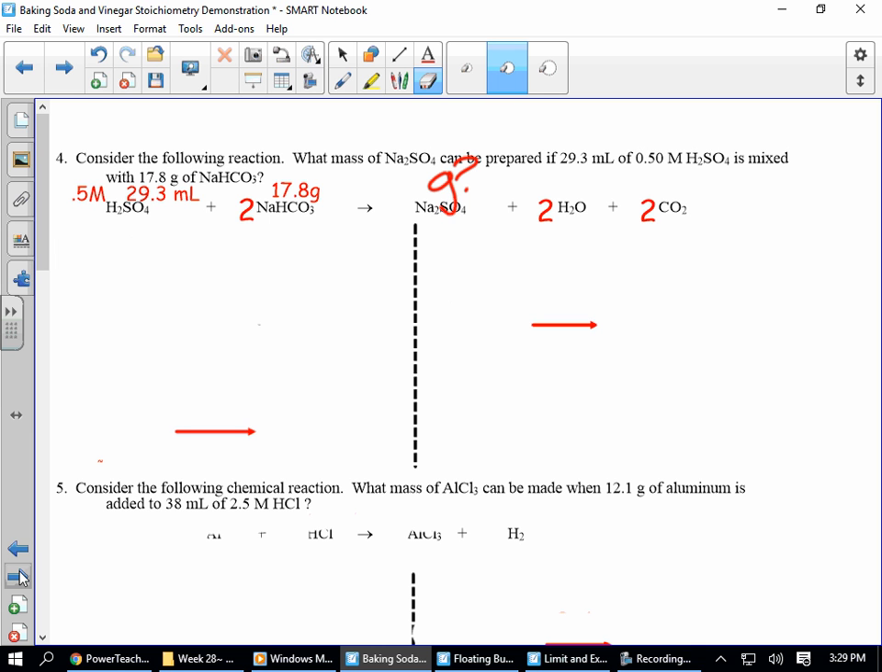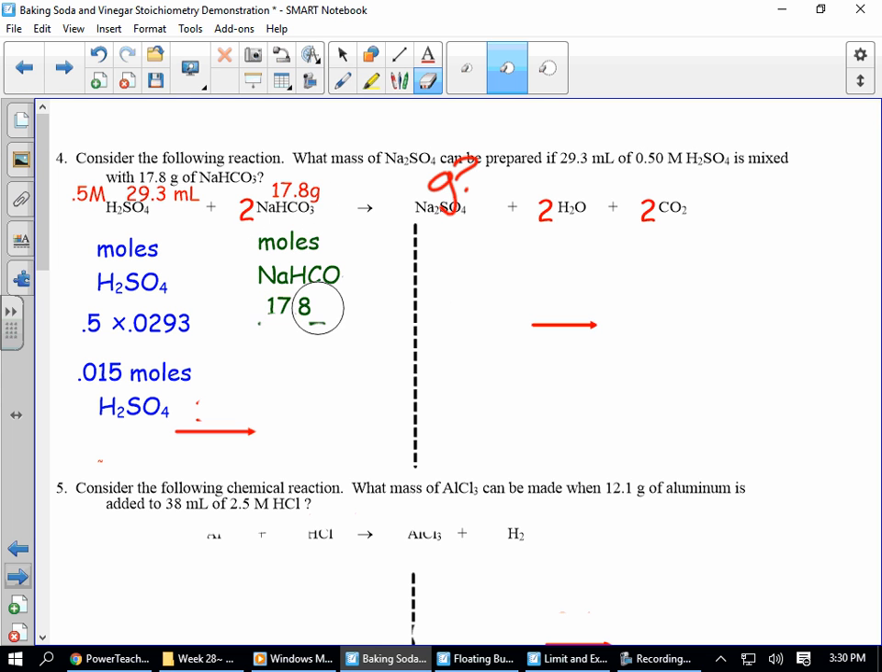If you're still not getting this, I would say pause the program now and make sure you drop each of these into moles. The way I'm going to do that is I'm going to do 0.5 times 0.0293, and I'm going to get 0.015 moles of H2SO4. I'm going to take my mass, divide it by its formula weight, which is 84, and I'm going to get 0.21 moles of NaHCO3. Now, got to stop and decide what's my limiting, what's my excess.